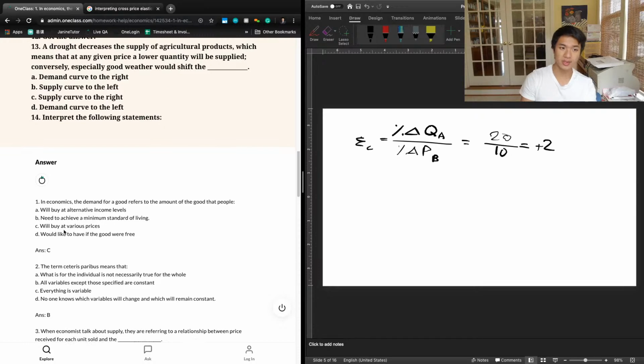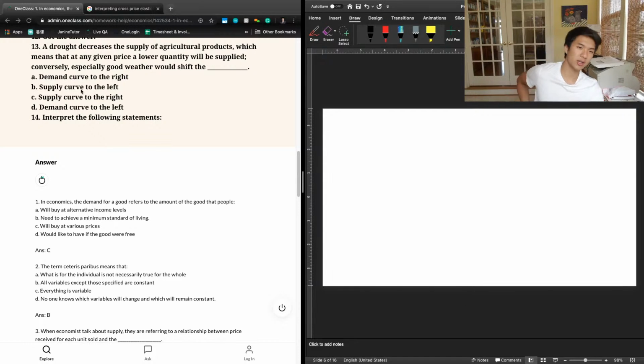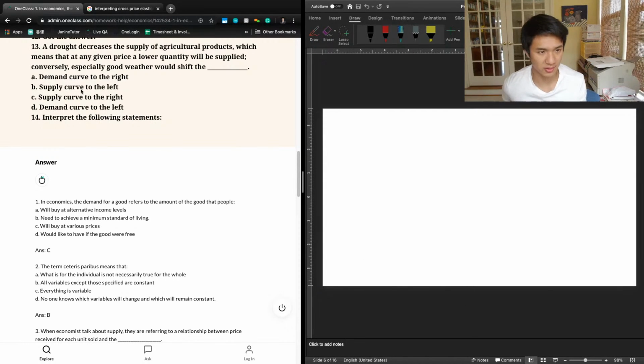13 says, a drought decreases the supply of agricultural products, which means that at any given price, a lower quantity will be supplied. Conversely, especially good weather would shift the A, demand curve to the right, B, supply curve to the left, C, supply curve to the right, or D, demand curve to the left. And again, we're talking about determinants of supply versus determinants of demand.